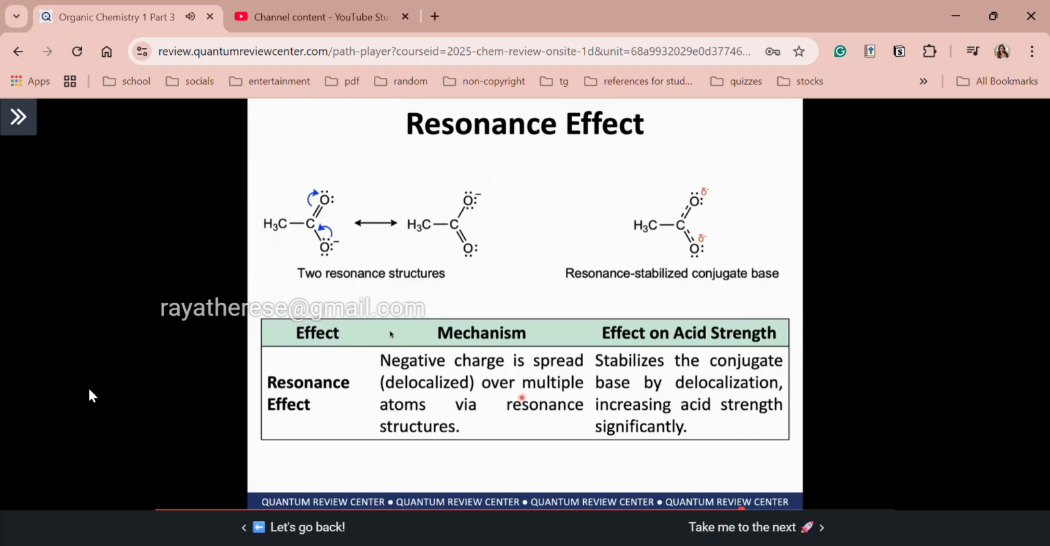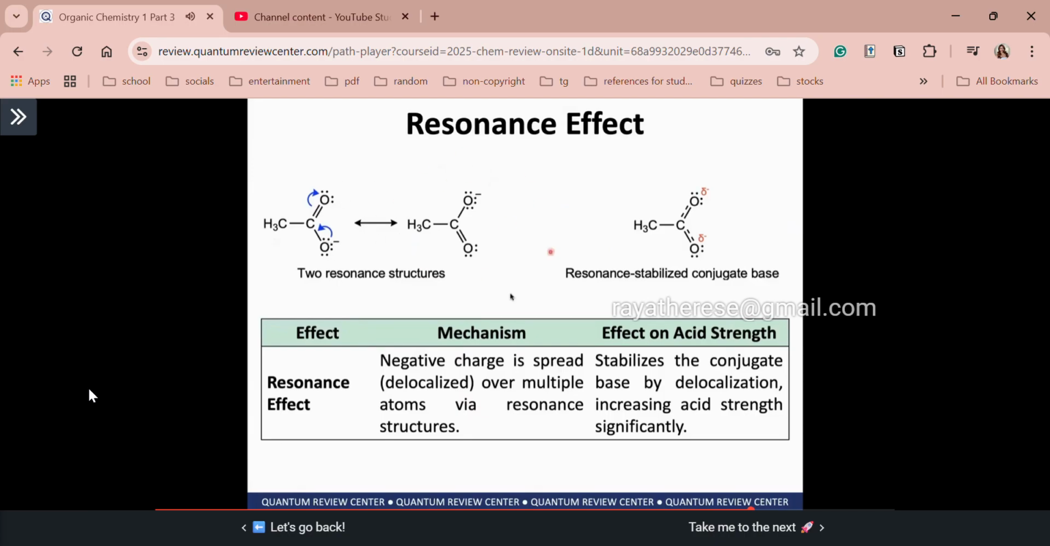Here, your resonance effect can be illustrated by comparing the acid strength of your ethanol and your acetic acid. Resonance stabilization makes your acetate, the conjugate base of acetic acid, more stable than the conjugate base of ethanol, our previous example. So obviously, acetic acid is a much stronger acid.